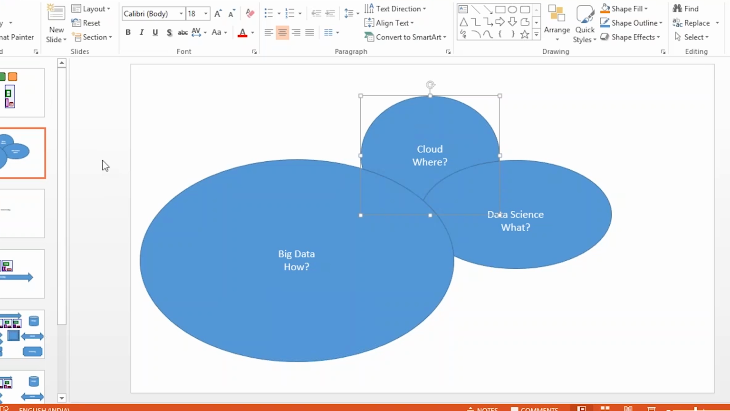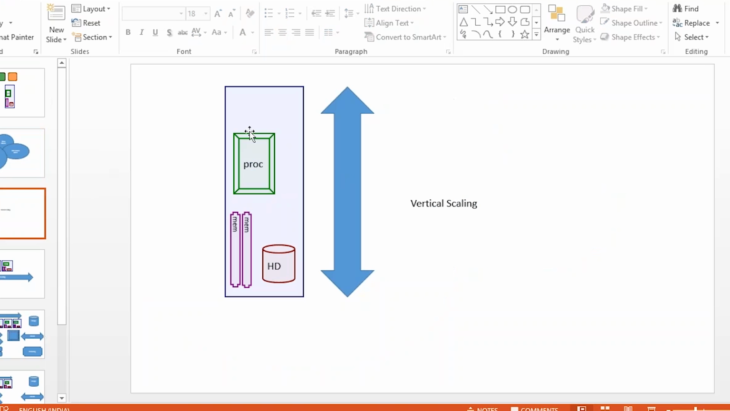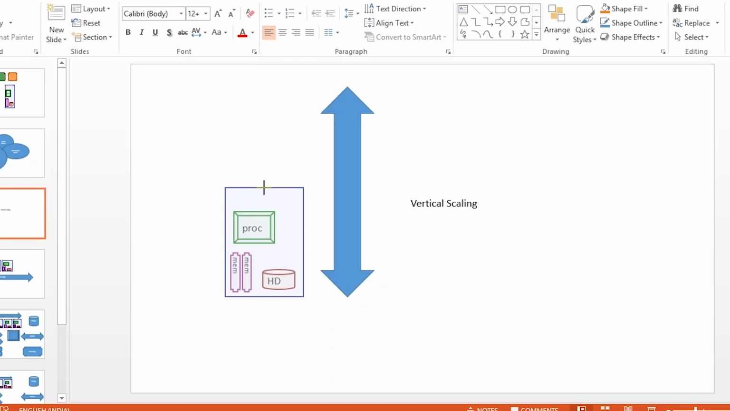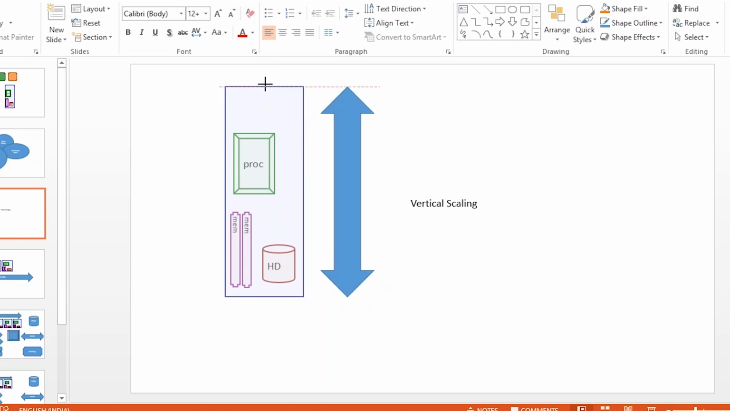Okay, a little bit about how cloud works. We will see our traditional world. Assume this is a computer system. I'll have some amount of memory, some amount of processor, and some amount of hard disk for storage. If there is more demand for compute power, storage, or memory, what I'll be doing is adding more resources in the same machine.